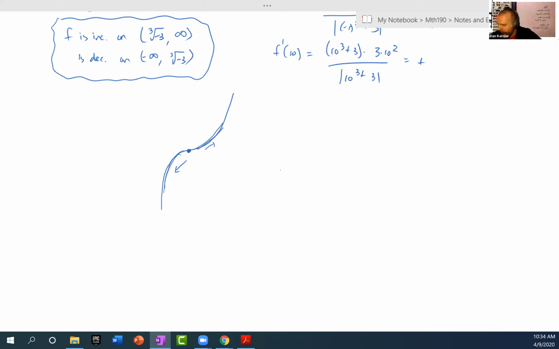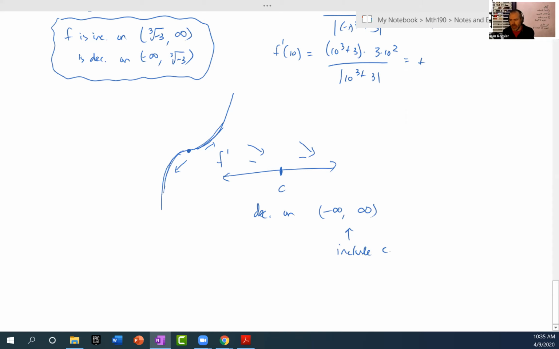So if you ever have a number line on a derivative chart, you have some c here, and say it's negative before, negative after, and it's not a vertical asymptote, like there's an actual point there, you can say it's decreasing, and you can include the c. This one would be negative infinity to infinity. It's a little subtle, but you can go ahead and include the c.